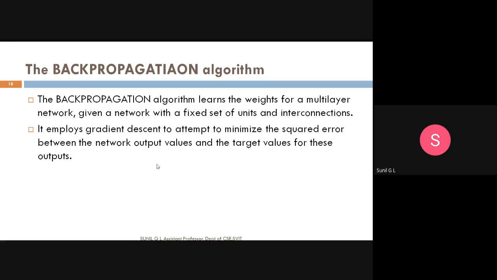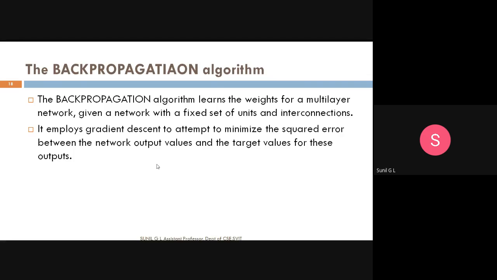Then we come to the backpropagation algorithm. This backpropagation algorithm learns the weights for a multi-layer network, given a network with a fixed set of units and interconnections. So here we are using a multi-layer network with a fixed set of units and interconnections.